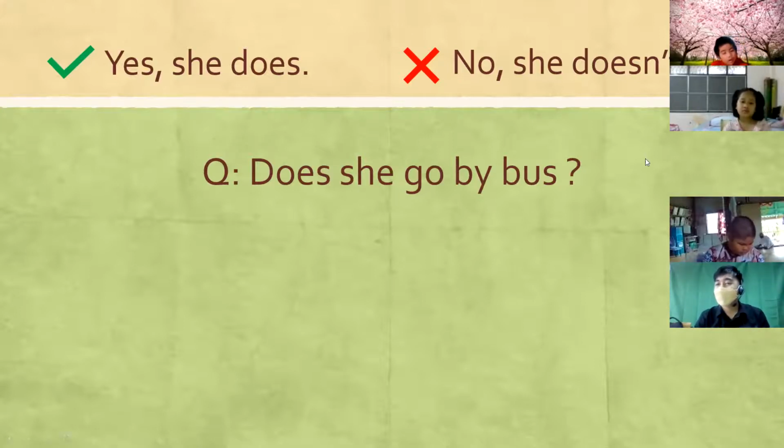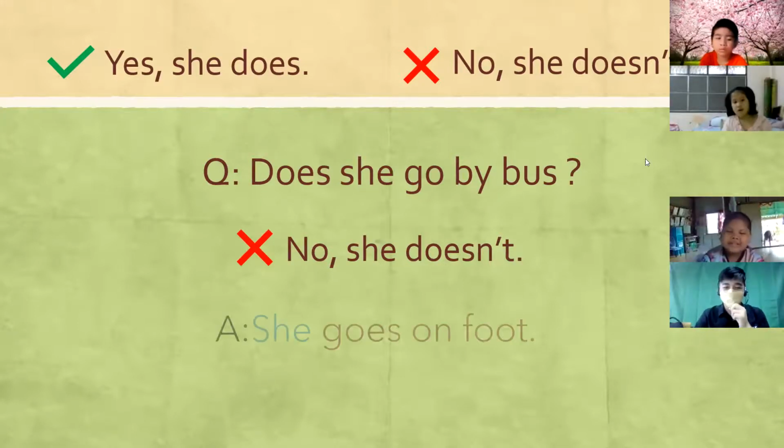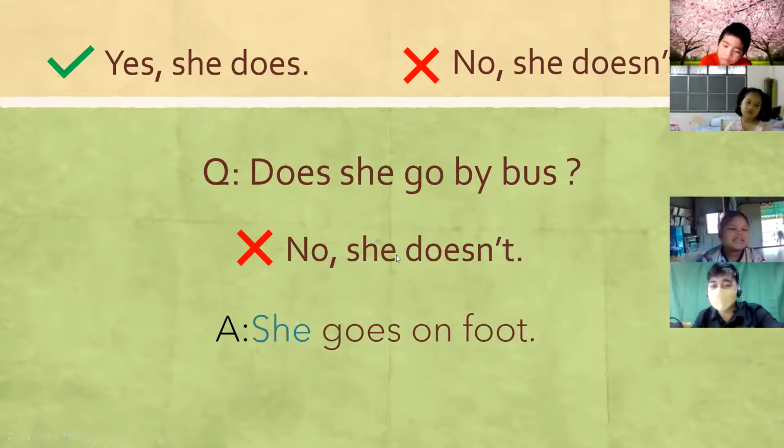No, she doesn't. Correct. No, she doesn't. She goes by what? She goes on foot. Okay, correct, everyone. So, does she go by bus? No, she doesn't. She goes on foot.